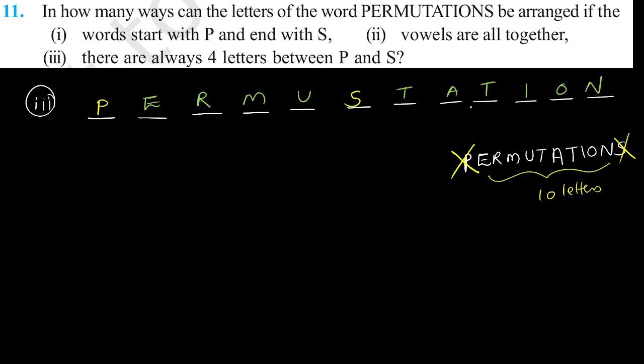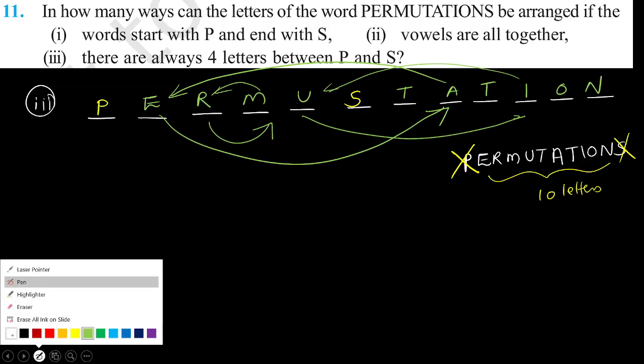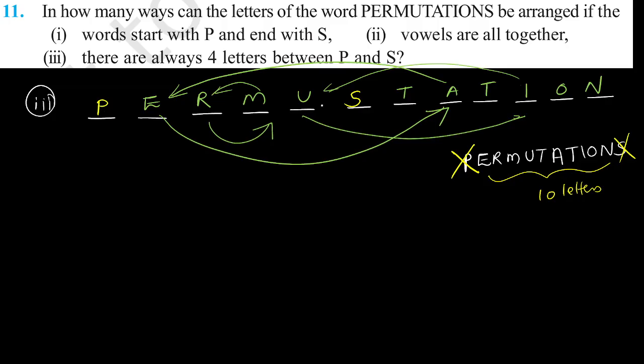The other letters can be interchanged in any way. For example, E goes to the position of A, and A goes to the position of E. R goes to M's position, M goes to this place. U goes to I's position, I goes to U's position. Except P and S, other letters can be arranged in their seats. Except P and S, there are 10 letters, right? This is case 1, okay?